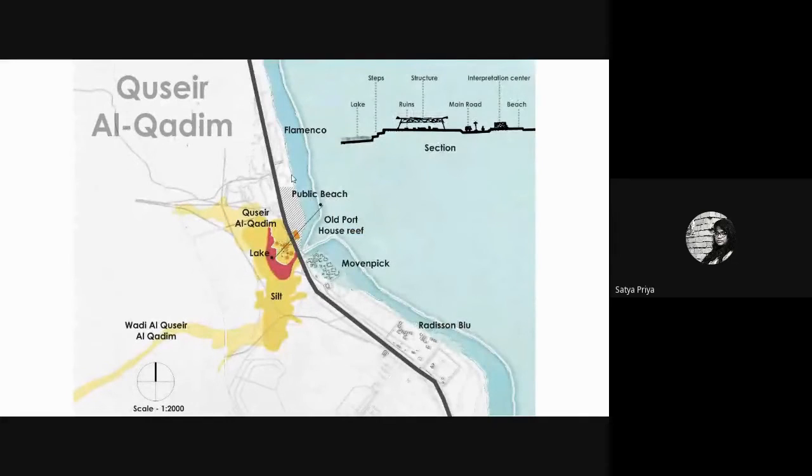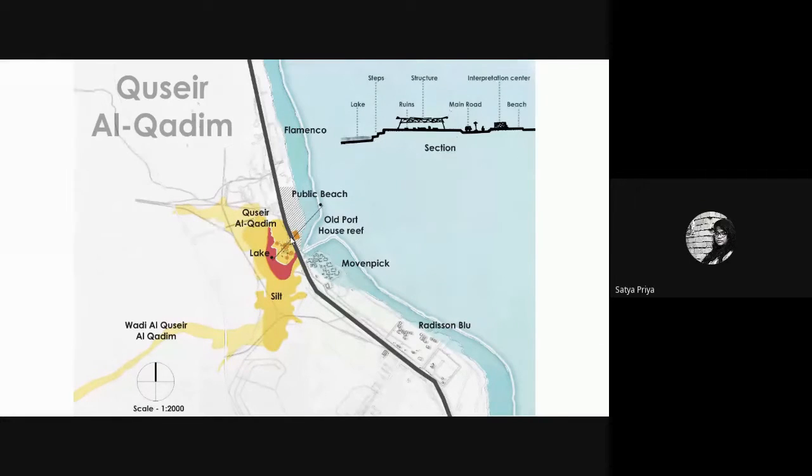And for the Qussair Al-Qadim excavation site, this is the excavation site, and this is the lake which is formed due to the flash floods, and it is quite seasonal. It's not a very frequent activity, but when it happens, because of the flash floods, the lake is filled, and we have the ruins here. So we are trying to propose steps. The white path that you see are the steps. You can also see it in the section. The steps would act like a barrier to the ruins from the lake, and it would also be a pause point for the tourists to sit and relax, have a look at the lake, and also to enjoy the ruins as well.